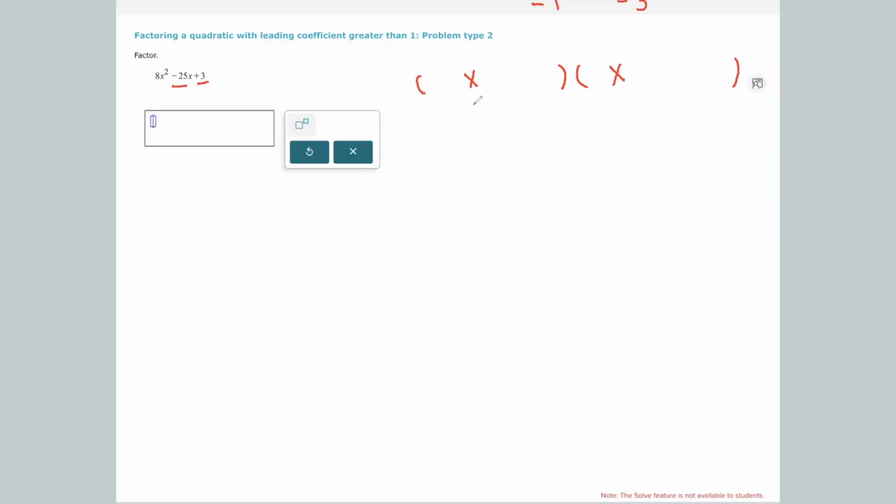Now, I need to get to negative 25, and I know my outer numbers here. If I have negative 3 and negative 1, and if I did 4x times 2x, then 4 times negative 3 would be negative 12, and then minus 2x. That's not going to give me that negative 25. So that's telling me, let's put the 8x out here.